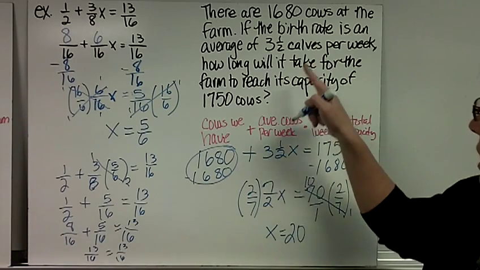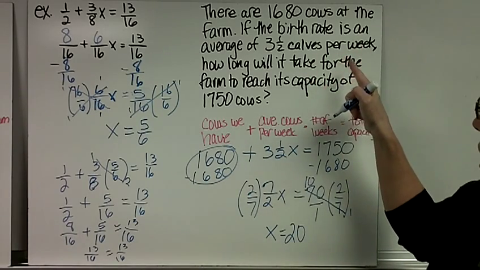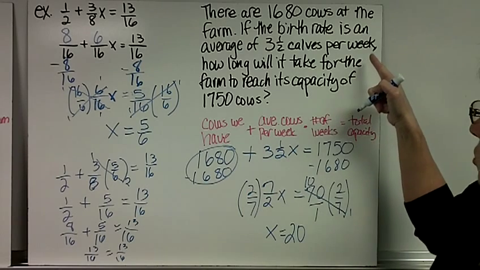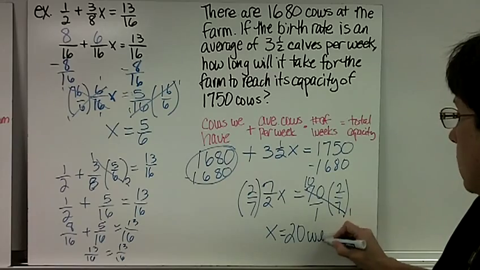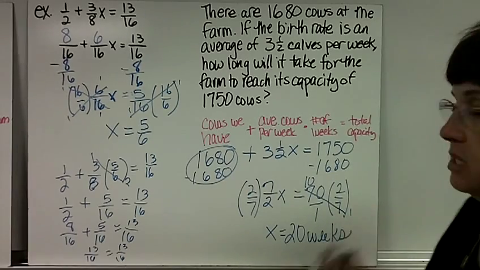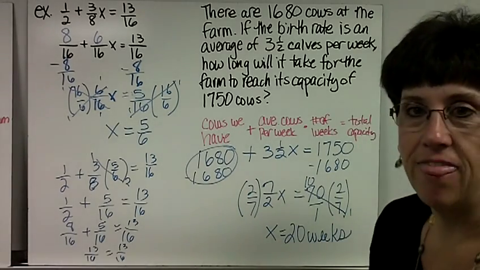And what are we asking? We're saying how long will it, it's 3.5 cows per week, how long will it take for the farm? So it's 20 weeks. Because remember, word problems need to have a word in the answer. And that's it.